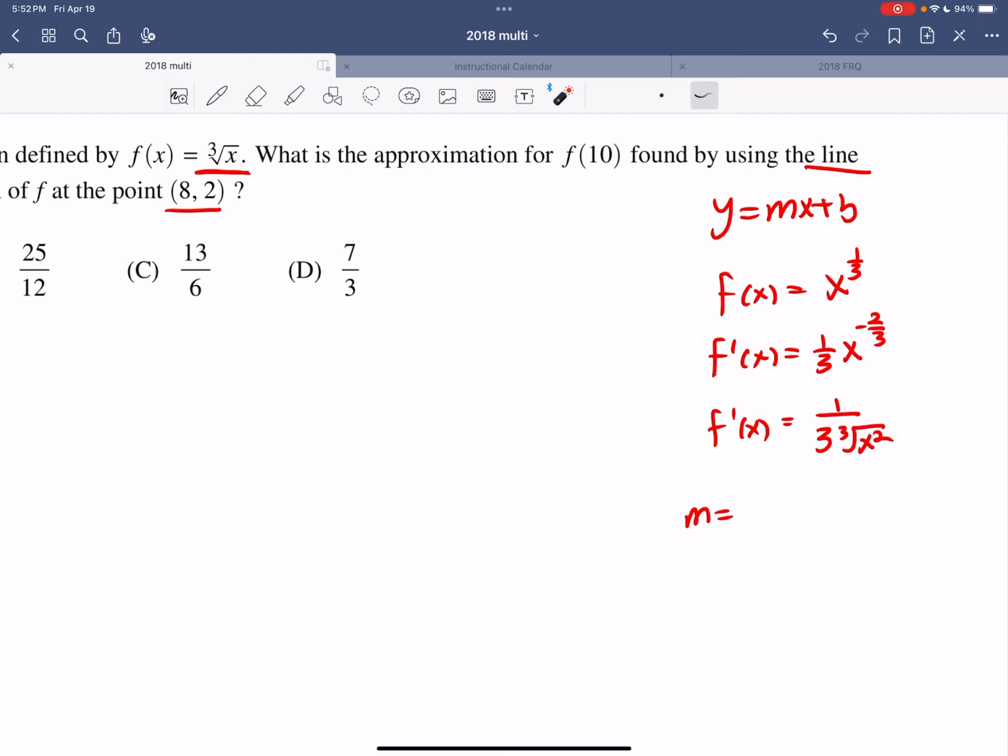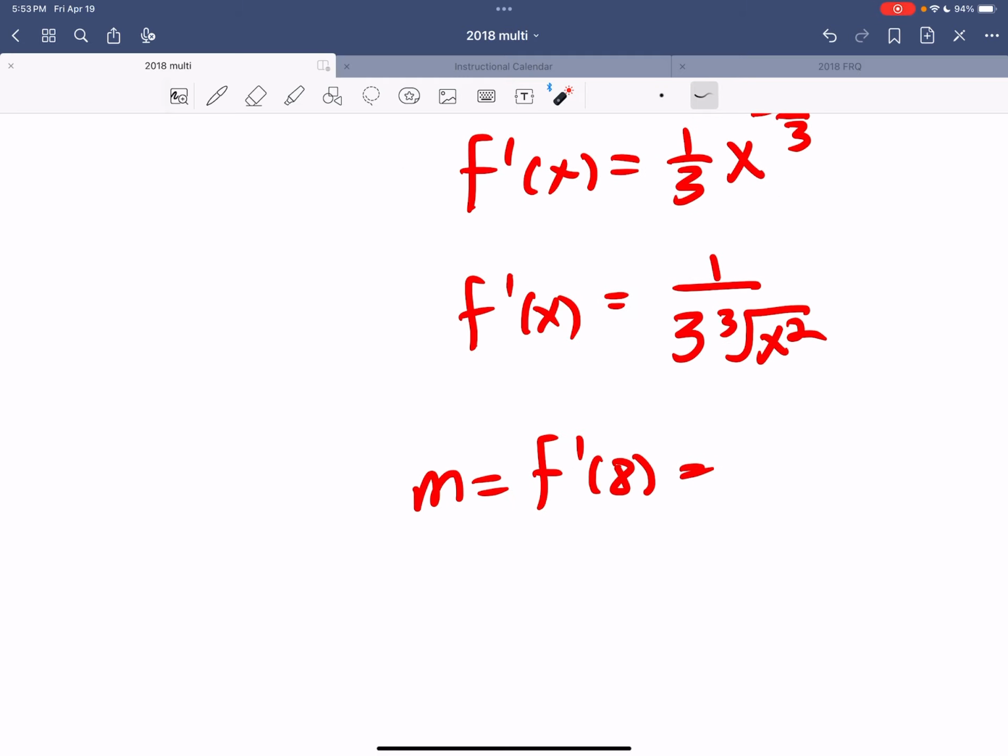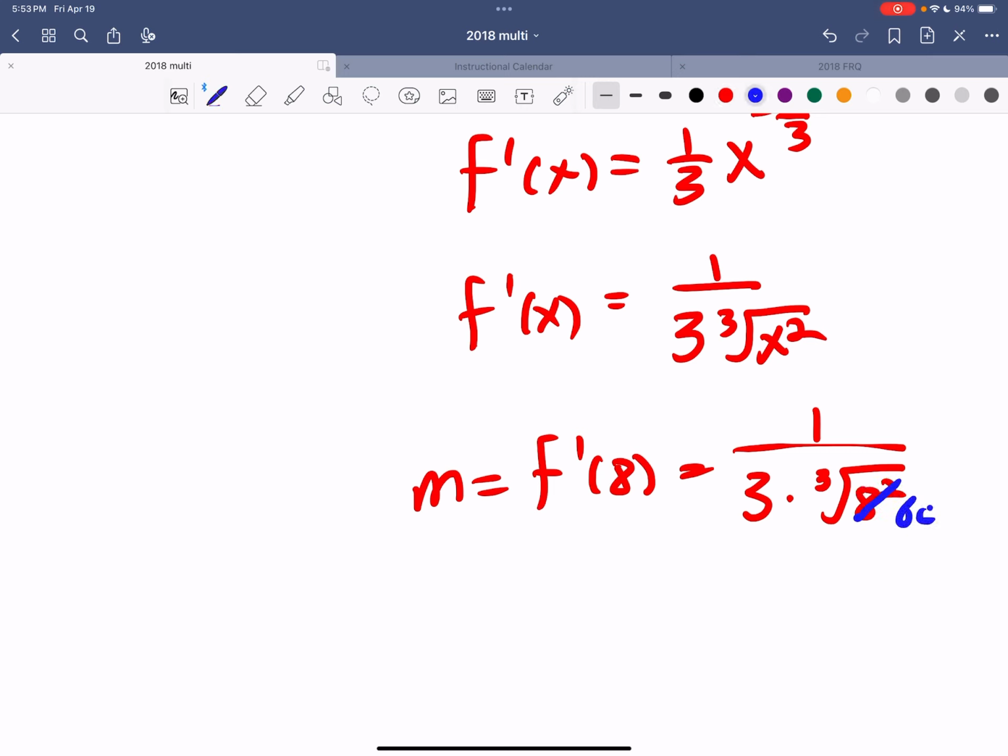So let's plug in 8, because that's the x value. So f prime of 8. The reason I'm not plugging in 2 is because that is the y value, and f of x is a function of x, right? That's why I'm plugging in x, okay? So let's do this. 1/3 times the cube root of 8 squared. And as you can see, 8 squared is equal to 64.